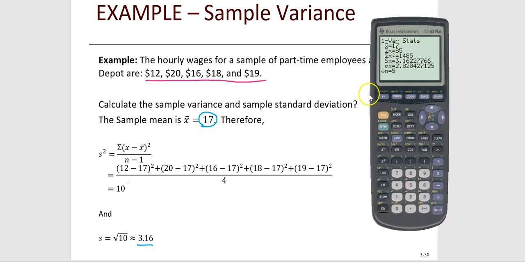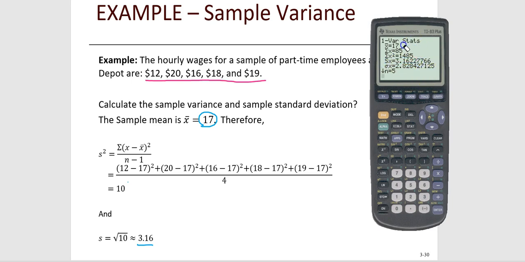You see we have a mean of 17 right there. That's exactly what we had calculated. And we have a sample standard deviation. That's the S of x of 3.16. That's exactly what we have right here. That's the square root of 10. So right there, that's what we want.